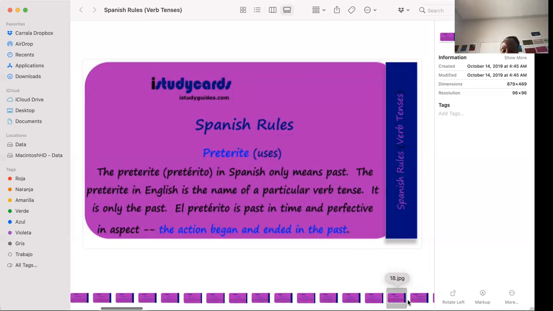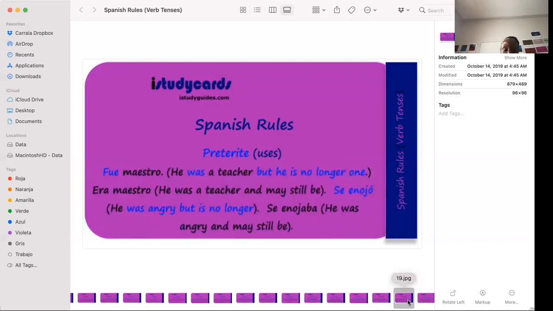Let me try one more. Okay, here's an example. Fue maestro. That is the preterit of the verb ser. He was a teacher, but he's not anymore. I'm emphasizing the fact that I'm talking about the past, not the fact that he was a teacher. He was a teacher, but he's not anymore.